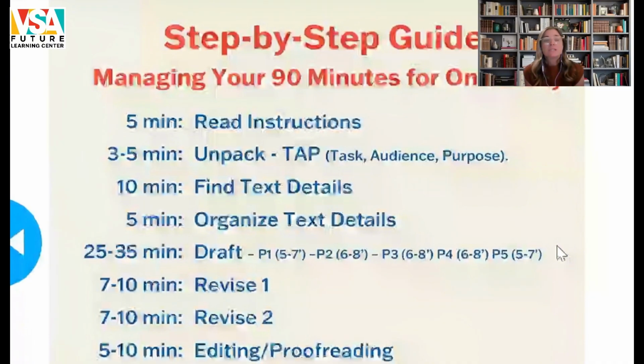And then the last 5 to 10 minutes are going to be spent editing and proofreading. This is where we're thinking about grammar, mechanics, sentence structure. Are they varied? Are they using a variety of words? And proofreading. Did I punctuate properly? And did I spell everything correctly?